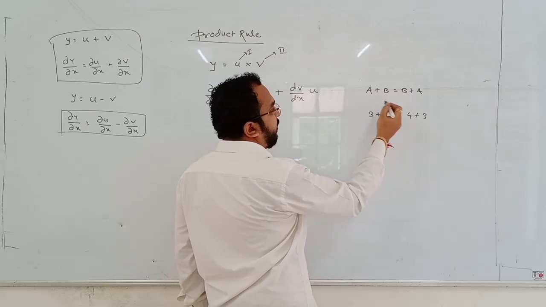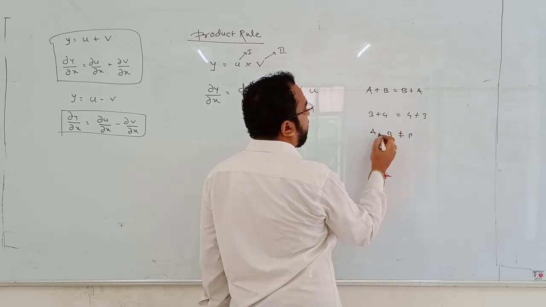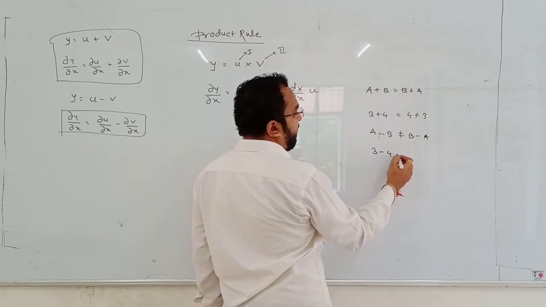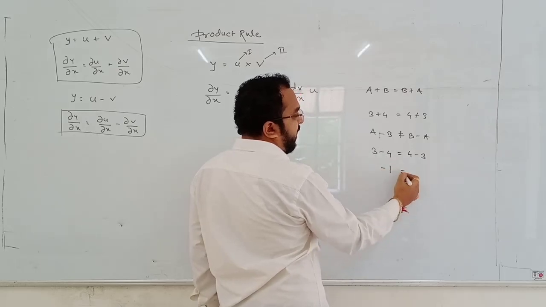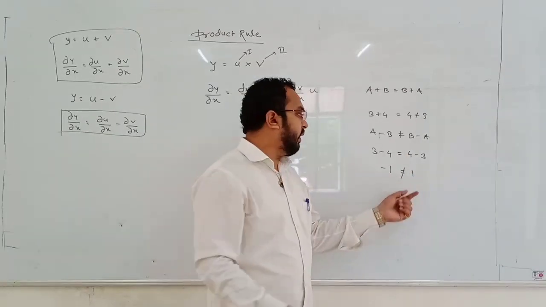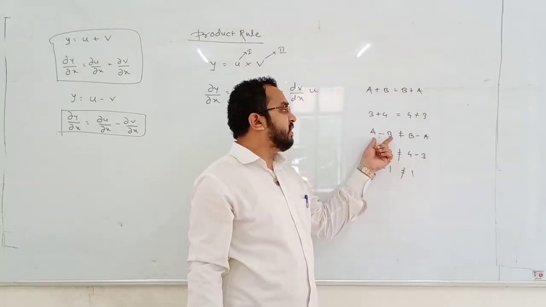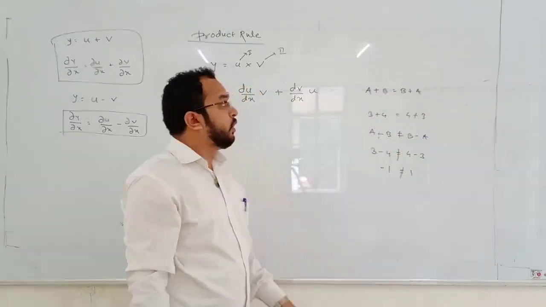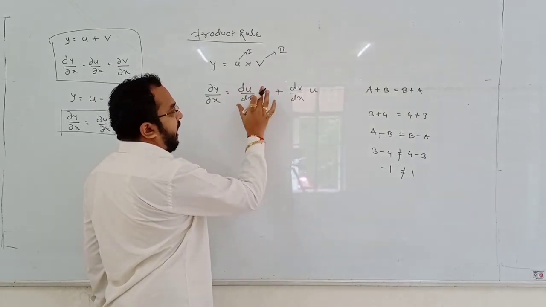But in subtraction, it will not happen like this, because a minus b is not equal to b minus a. Why? See, what is 3 minus 4? If we say 3 minus 4 is minus 1 and 4 minus 3 is 1, and minus 1 and 1 are not equal. That's why 3 minus 4 is not equal to 4 minus 3. Hence a minus b is not equal to b minus a. But a plus b is equal to b plus a. So here addition is there. That's why you can write this term here and this term there.